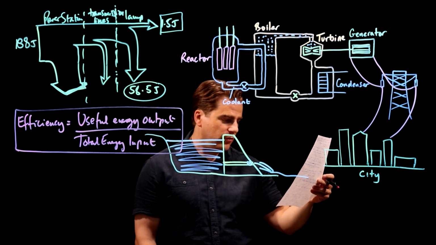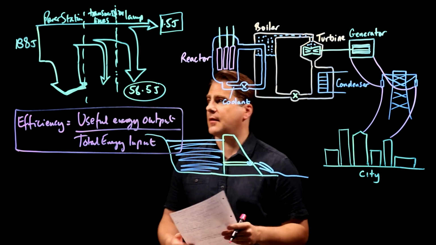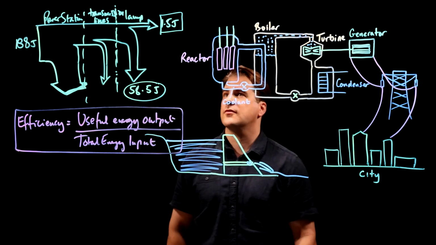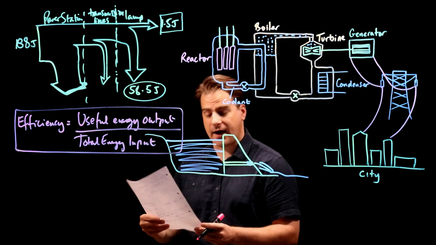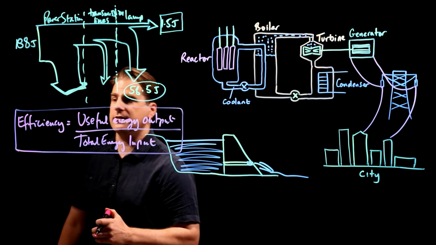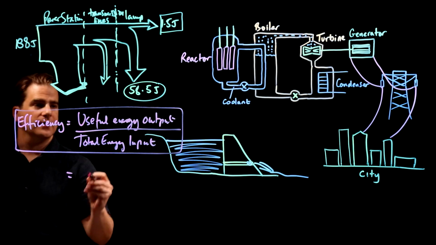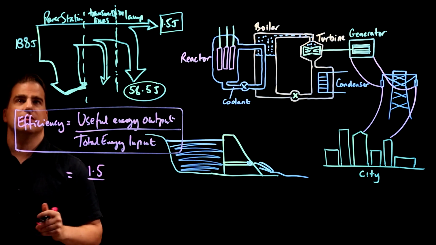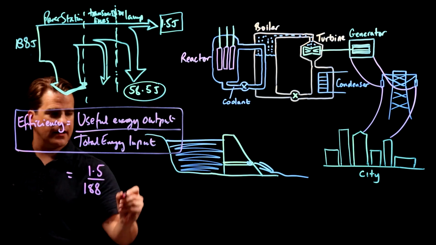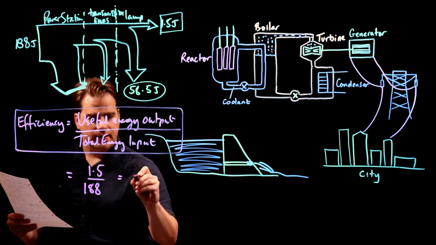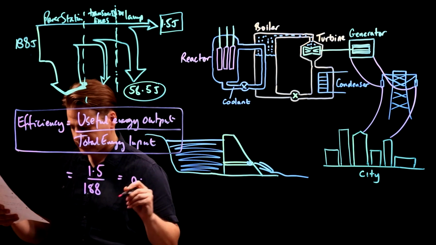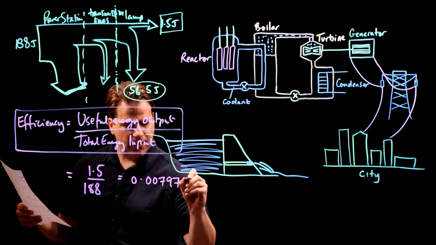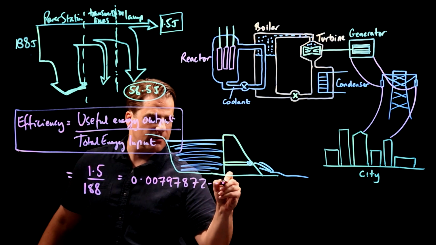Right, calculate the overall efficiency from power station input to lamp. So 188 joules input in the power station to the lamp, 1.5 useful joules of light energy output. Okay, well, just stick it into the equation. So the efficiency is useful energy output, 1.5 joules, divided by total energy input, 188. Stick that in your calculator and you get 0.00797872 something something something.